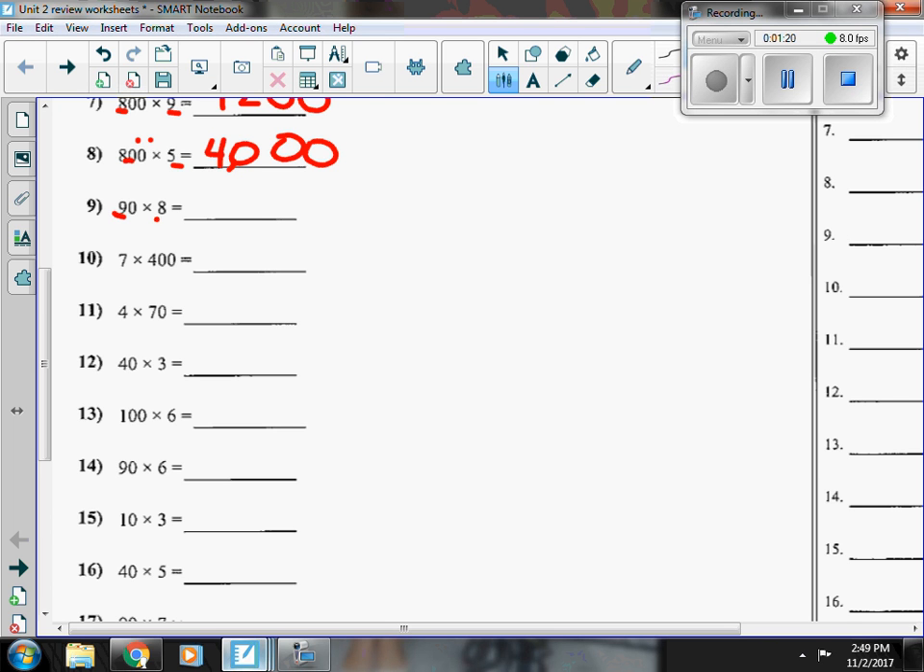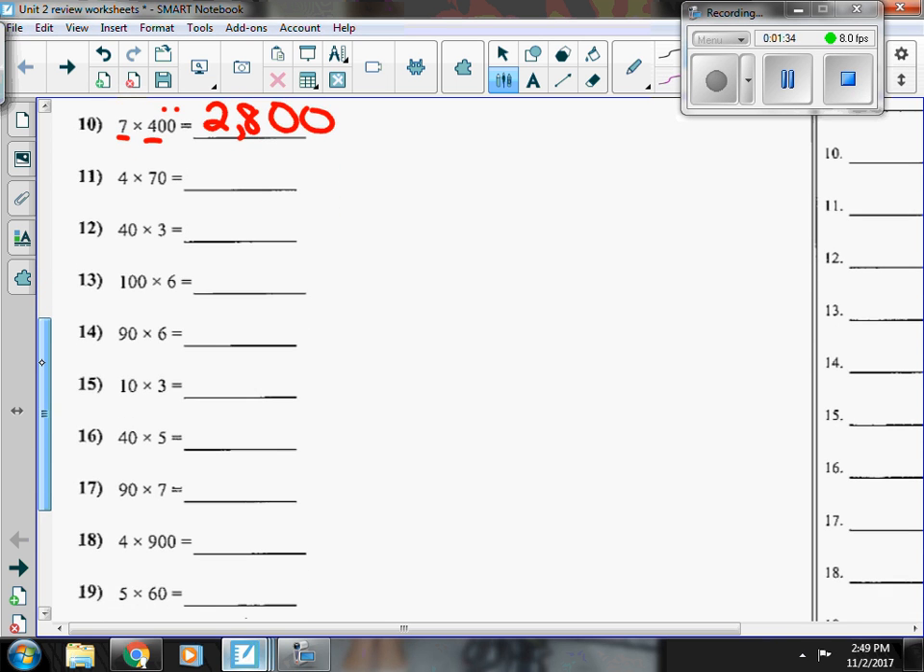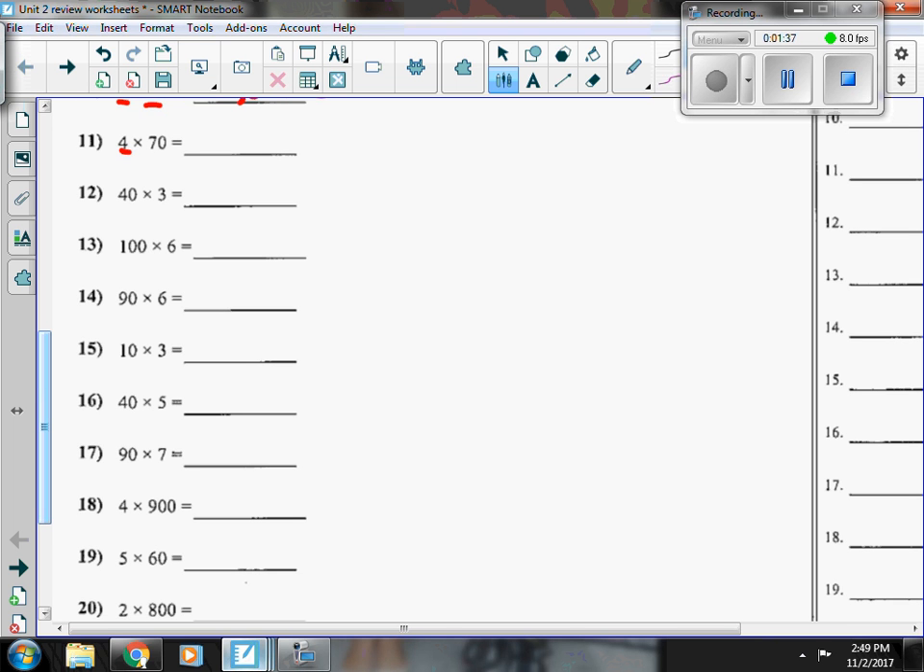Number nine, 9 times 8 is 72, and then I have 1 zero. Number 10, 7 times 4 is 28, and then I have 2 zeros, so 2,800. Number 11, 7 times 4 is 28, and then I have 1 zero. Number 12, 4 times 3 is 12, with 1 zero.